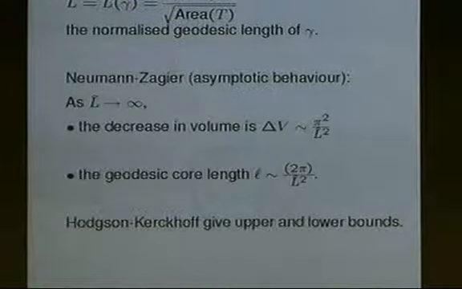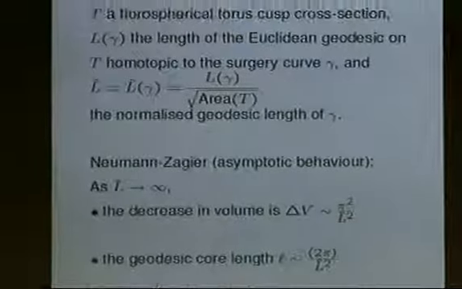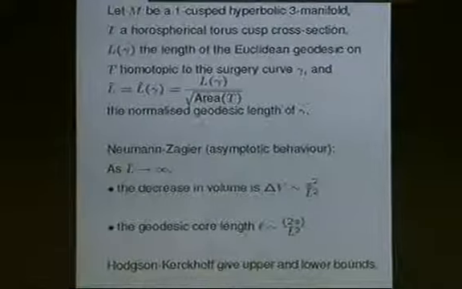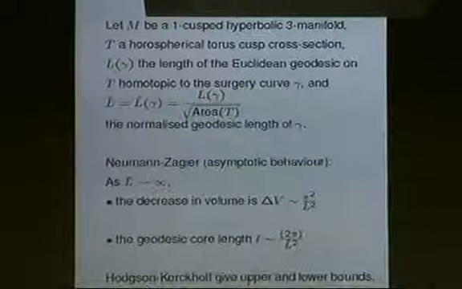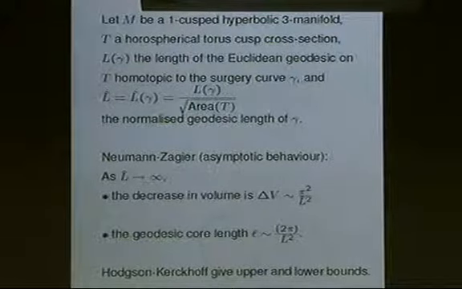A more recent result refines this. Instead of this asymptotic behaviour, you can actually get upper and lower bounds on these quantities which correspond to this behaviour in the limit. Some work of myself and Steve Kerckhoff gives you upper and lower bounds which are similar to this. So we have very good control on the change in geometry when we do Dehn filling.